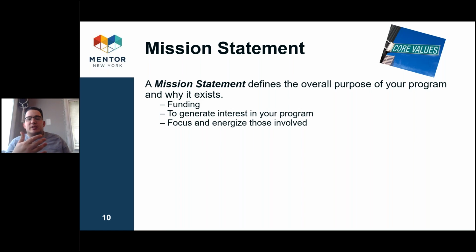The second is to generate interest in your program. So these second two, especially if you're part of, and we work with programs like this a lot, a larger nonprofit, a larger community services agency or something like that, and you're a smaller mentoring program, it's still useful to have some type of mission statement because it helps generate interest in your program, right? Really articulate, this is what we're doing, this is how we're doing it, and it makes it that much easier to sell to folks and to really bring people in, whether you're recruiting mentors or mentees and family members or anything like that. You're really able to use that to generate interest and articulate what you're about.